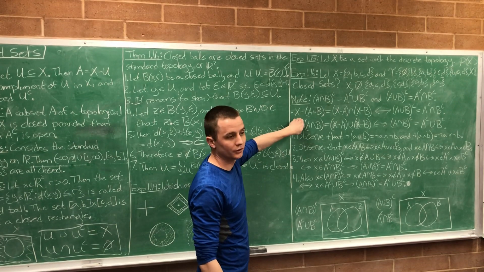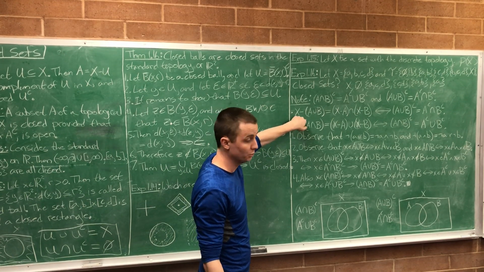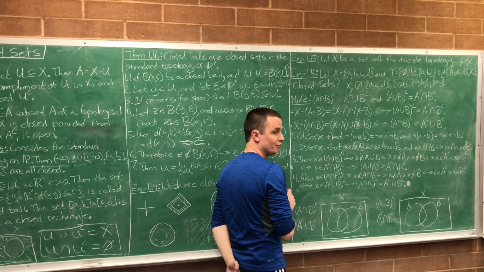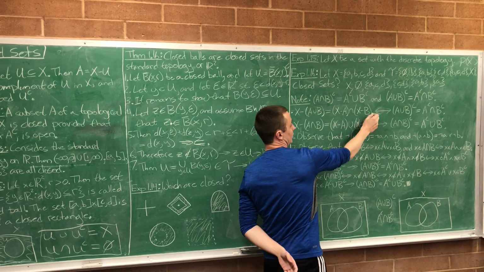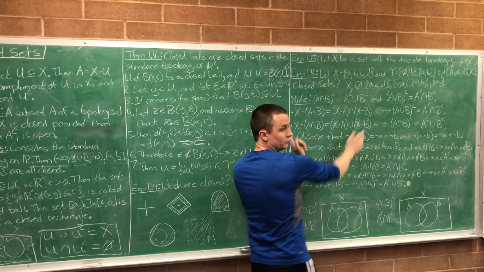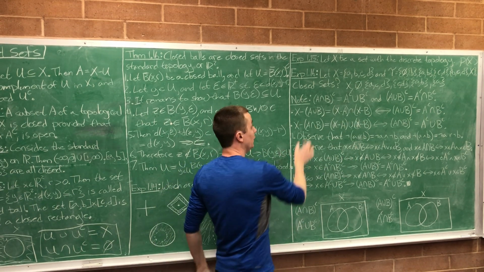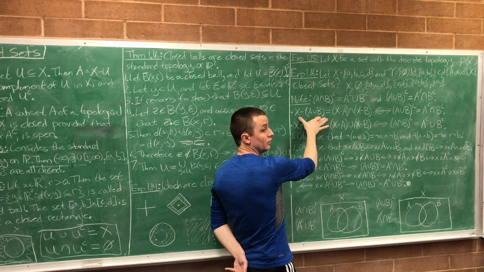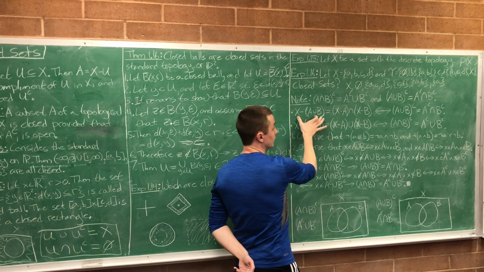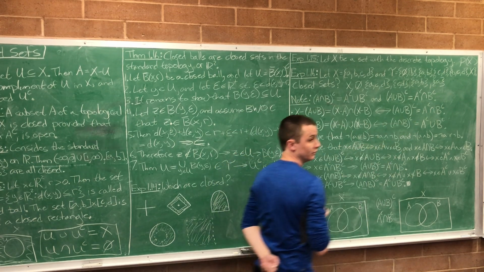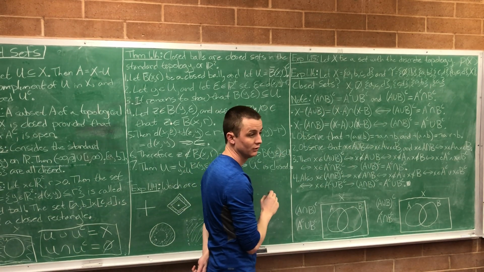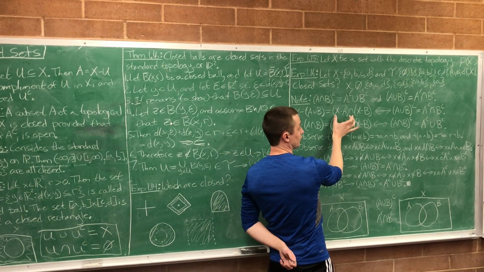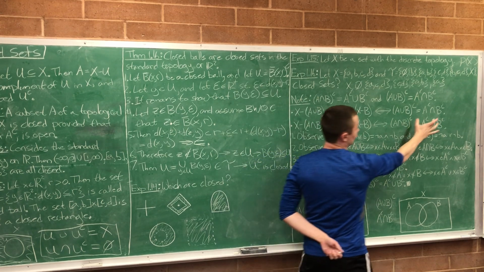But we'll write it out. Here's what we proved earlier in the class. It doesn't quite look like this, but it's the same thing. We showed that X minus (A union B) is the same thing as (X minus A) intersect (X minus B). You might remember that from chapter 0. But notice, when A and B are subsets of X, X minus (A union B) is just the complement of A union B. Similarly, when A and B are subsets of X, then this turns into this.